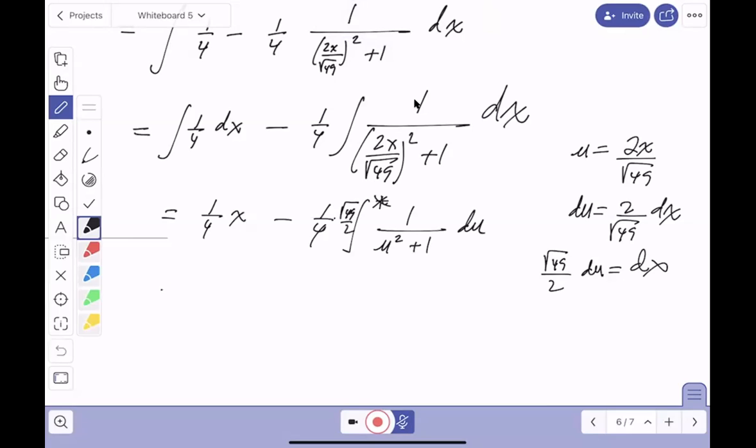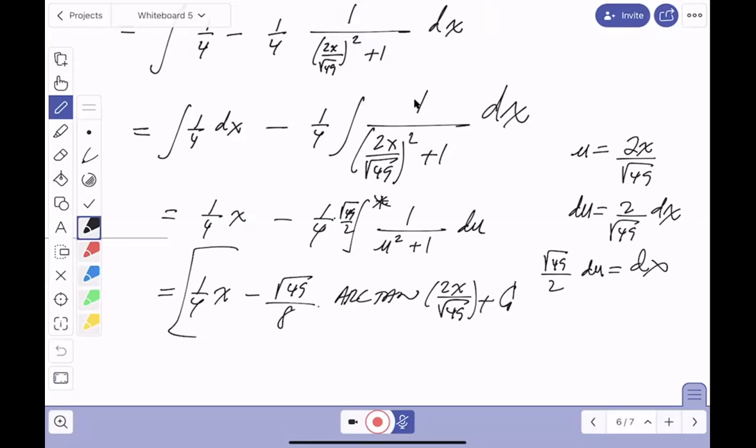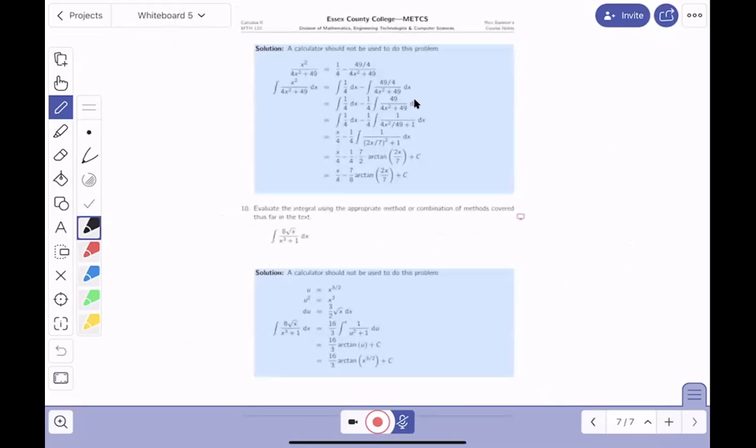And I recognize it. Let's write this down. 1/4 x. This is going to be minus root 49 over 8. And this is going to be arctan, right? Arctan of u. What's u? 2x over root 49 plus c. Put a little box in that. And I hope I didn't make a mistake because I don't want to do that again. But let's go to the next page and see how we did. And sometimes I think I might have made a mistake somewhere.